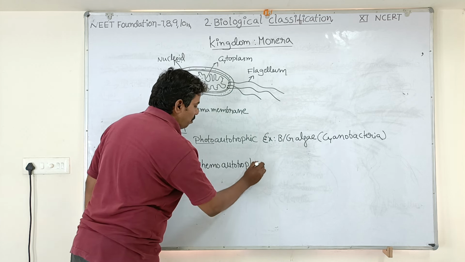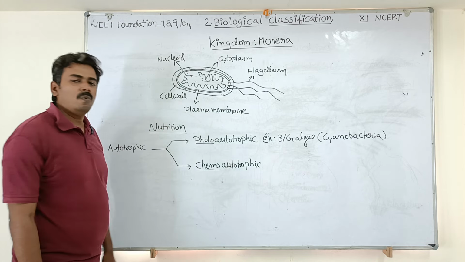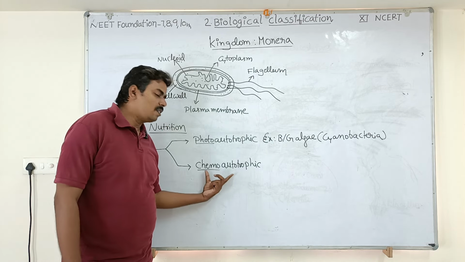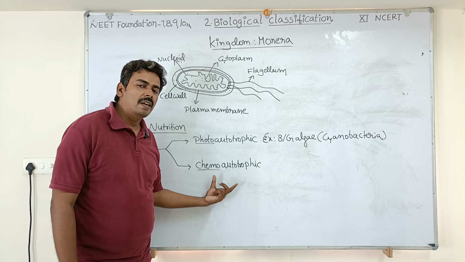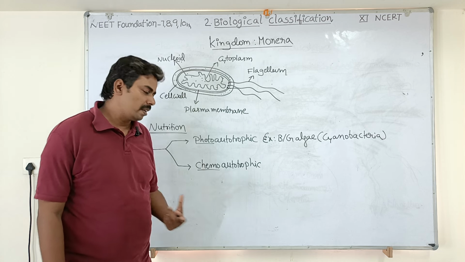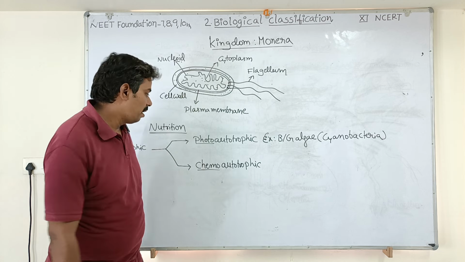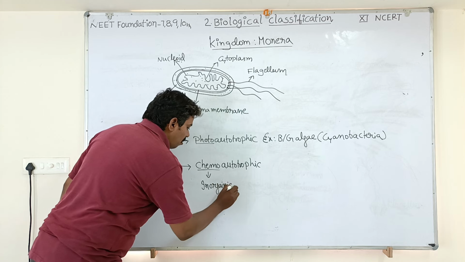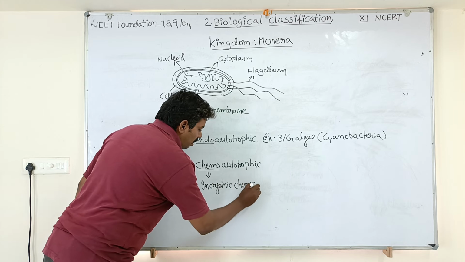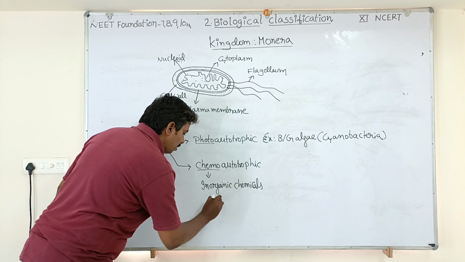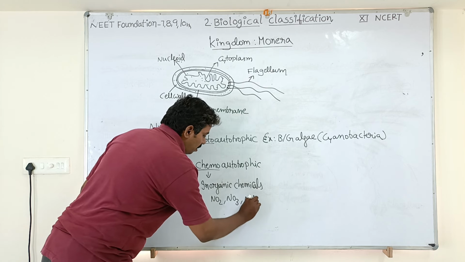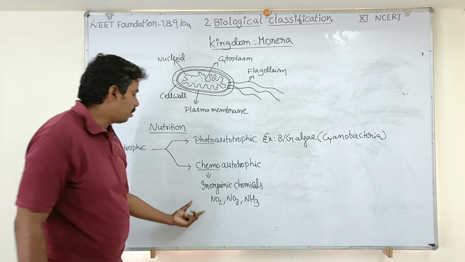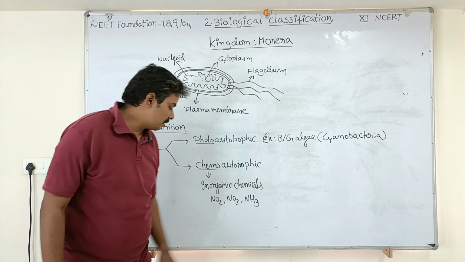Chemoautotrophic nutrition. Some of the bacteria show chemoautotrophic nutrition. That means this group of bacteria obtain their energy from the inorganic chemical compounds which are present in their surroundings. Okay, they derive the energy from which chemical compounds? Inorganic chemicals, such as NO2, NO3, NH3. This type of chemical compounds will be used by these bacteria for obtaining their energy.